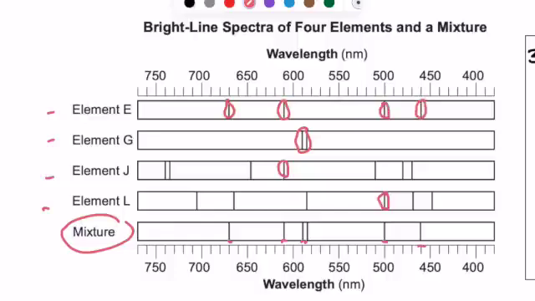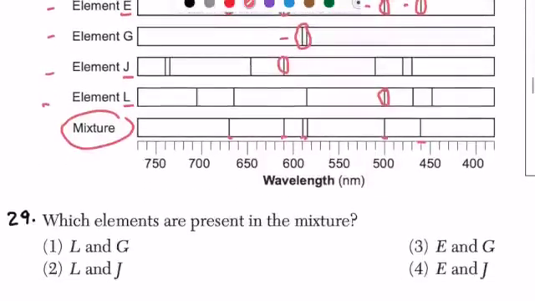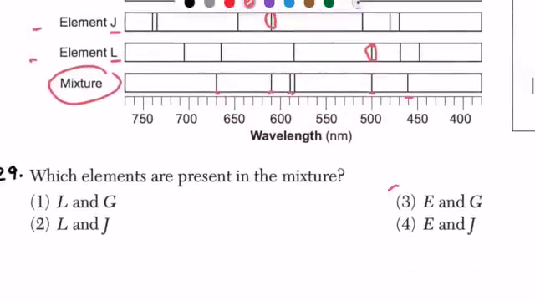So remember that although I see one line from element J and one line from element L, we will not say that we have J and L in our mixture, because all of the lines must be present in the spectrum of the mixture. So element E has all of its lines present, which is why we are sure that element E is present in the mixture. Element G also has all of its lines in the mixture, so we are certain that G is present. So your answer is E and G.